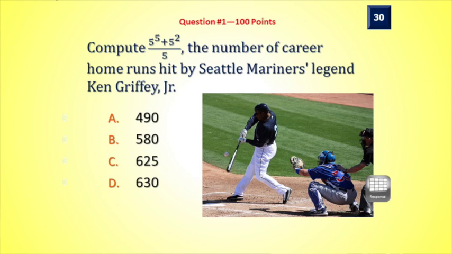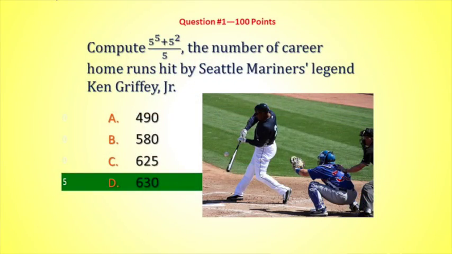But we want to compute 5 to the 5th plus 5 squared over 5, which happens to be the number of career home runs hit by Seattle Mariners legend Ken Griffey Jr. See the perfect shot here with the ball right off the bat. Is that 490, 580, 625, or 630? So, all right, and so there you go. Everyone got it right. Very good.